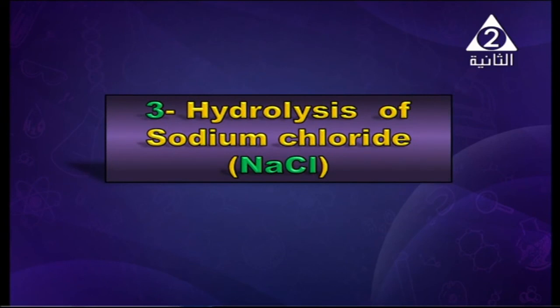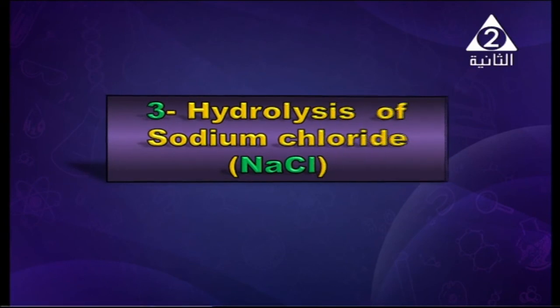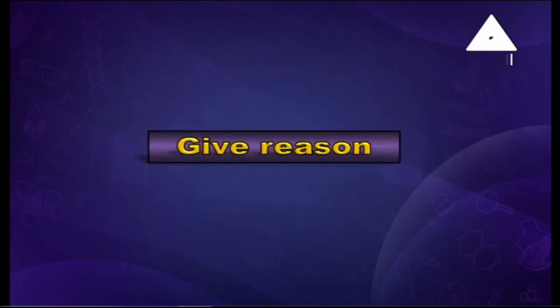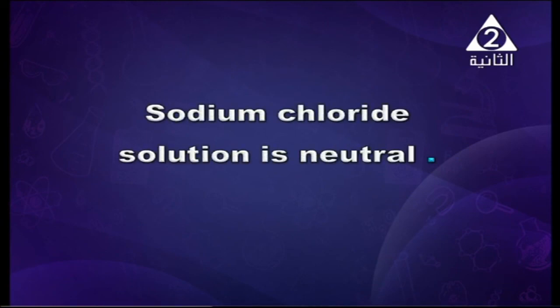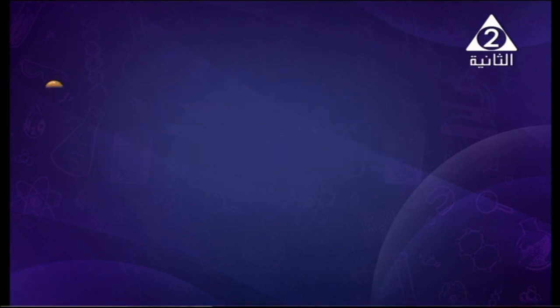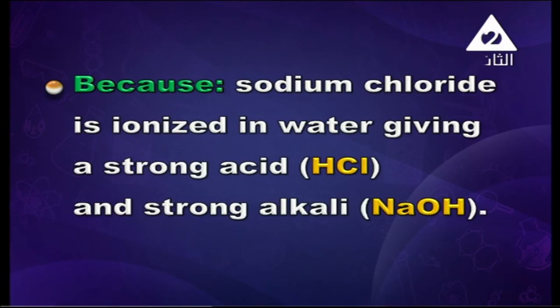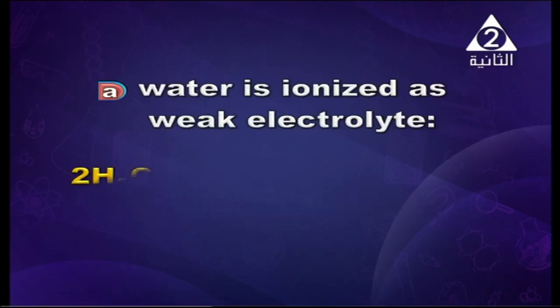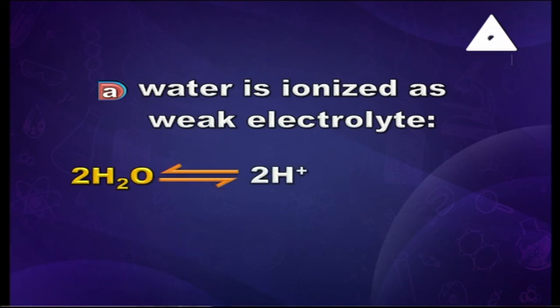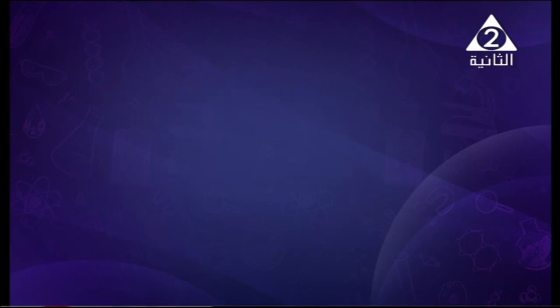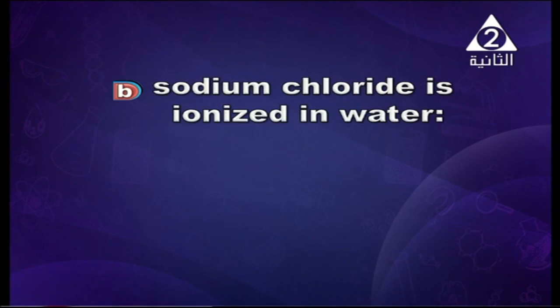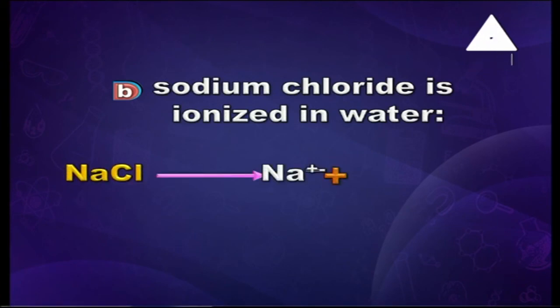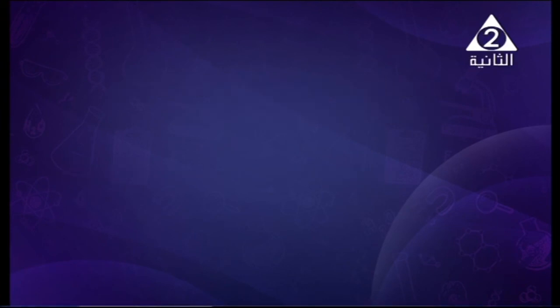Next example, hydrolysis of sodium chloride solution. And we give reason for this point. Sodium chloride solution is neutral because sodium chloride is ionized in water, giving strong acid hydrochloric acid and strong alkali sodium hydroxide. So, my dear student, water is ionized as a weak electrolyte into hydrogen ion and hydroxide ion, and here sodium chloride is ionized as sodium ion and chloride ion.